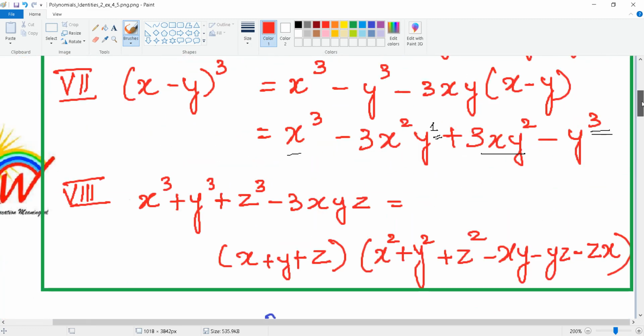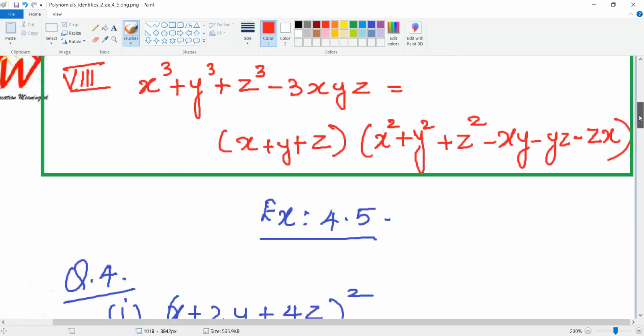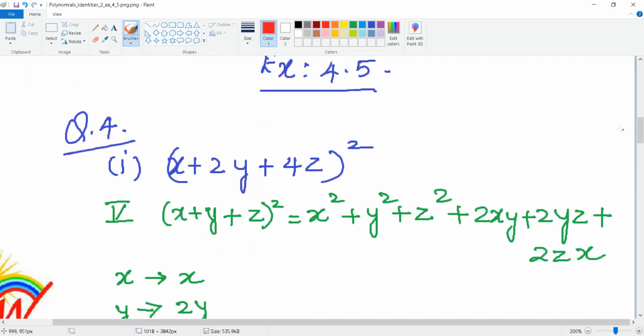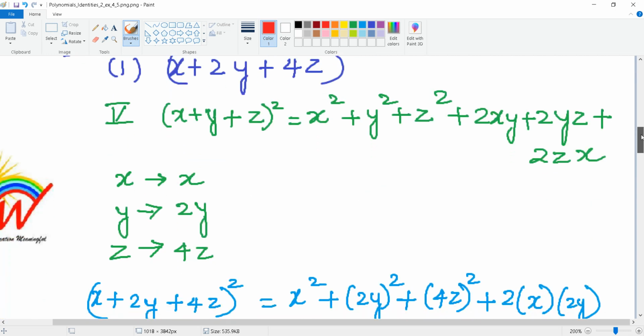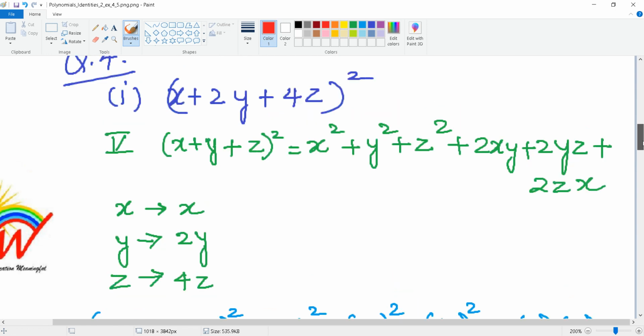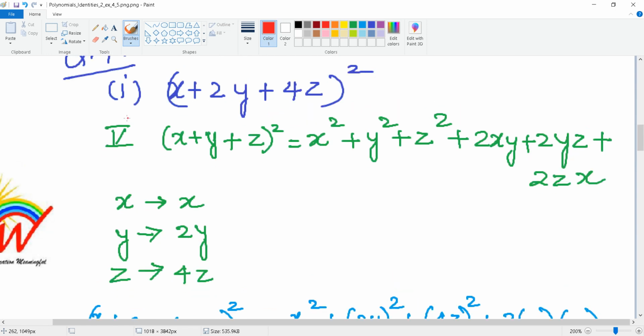Now based on this, we have questions in exercise 4.4. Already we have completed 3 questions in the previous session. So from question number 4 onwards, we have to do in this section. Now look at this. Question number 4 says expand each of the following using suitable identities. That's the question given in your textbook. So I'm just doing one question randomly first. x plus 2y plus 4z the whole square.